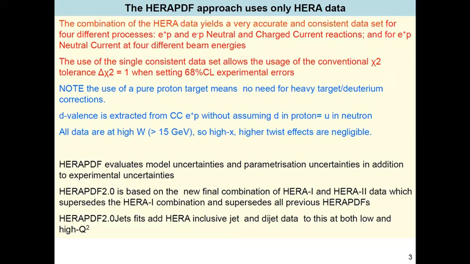So it's a single consistent data set to try and determine PDFs, on which we can use the conventional delta chi² = 1 criterion, because it's at least consistent with itself. Note it uses a pure proton target, so you don't need to make deuterium corrections, which is perhaps the only disadvantage of using deuterium, because there was some concentration on what a nice idea it is to have a deuterium target earlier in the session. The d-valence itself is extracted from the charged current e+p events.